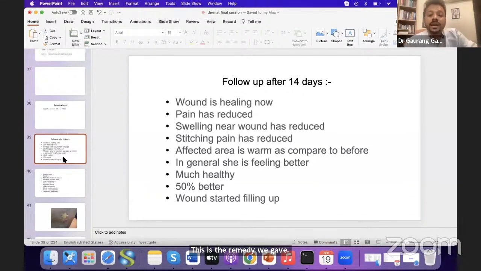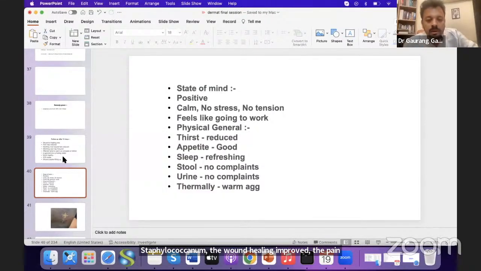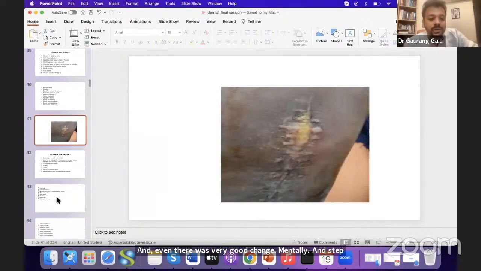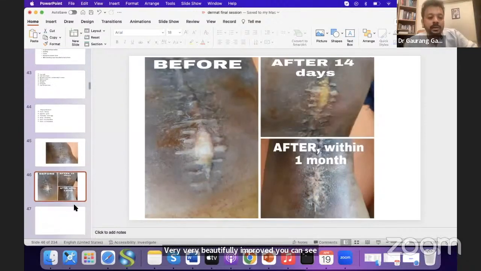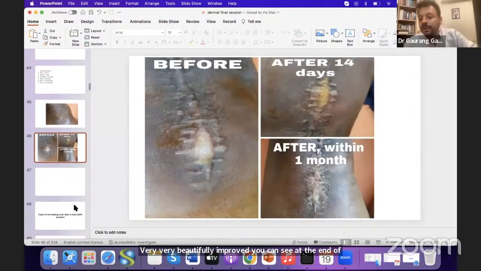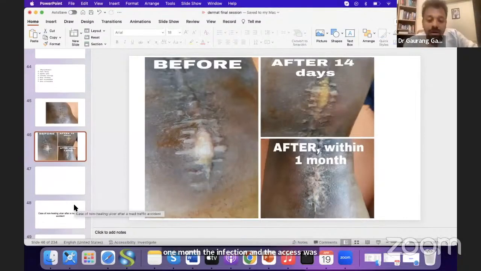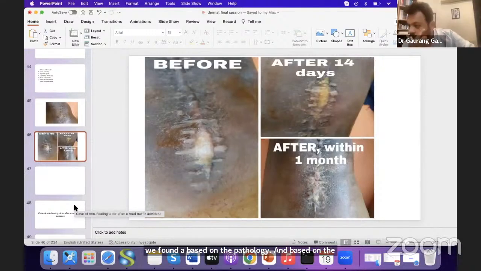And beautifully, with the help of Staphylococcinum, the wound healing improved, the pain reduced, the swelling reduced, the affected area improved. There was even a very good change mentally. Step by step, the situation with the wound and everything very beautifully improved. You can see at the end of 1 month, the infection and the abscess had beautifully improved. This is one approach where we found a remedy based on the pathology and the infective kind of background. And we'll discuss Staphylococcinum a little later.